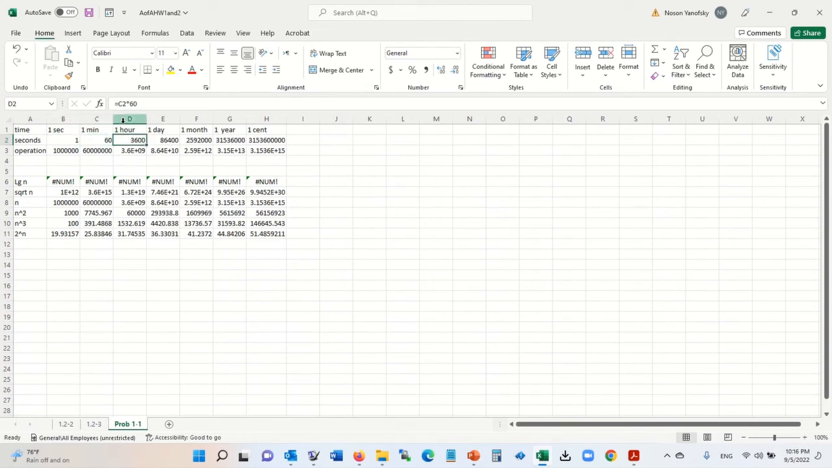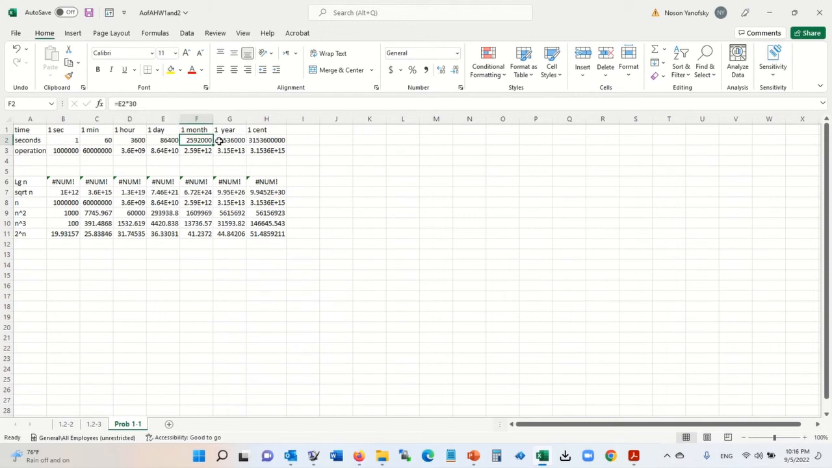An hour is, this is how many minutes you have, and I multiplied it by 60. So an hour is 60 minutes. Each one of them is 60 seconds, so that's 3,600. A day is this many seconds in an hour times 24, so we get that. A month is this many in a day times 30, so we get that.